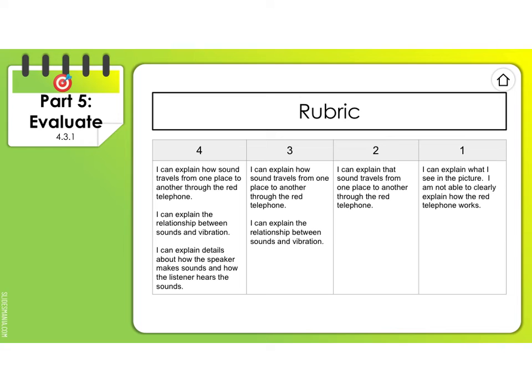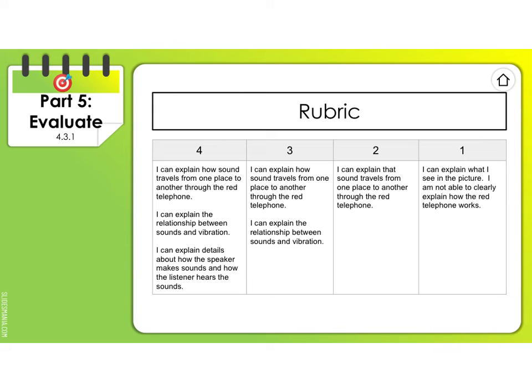On the next slide, as usual, there is a rubric. And this rubric is how we teachers will give you a number grade. So if you can explain how sound travels from one place to another and the relationship between sound and vibration, and you can explain details about how the speaker makes sounds and how the listener hears the sounds, then you're going to be able to get a 4 on this.